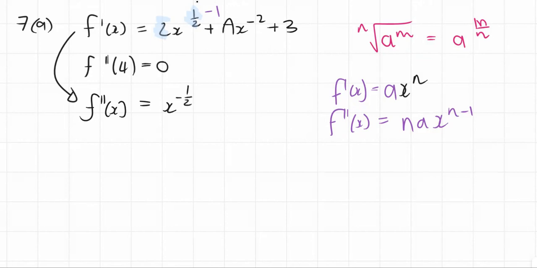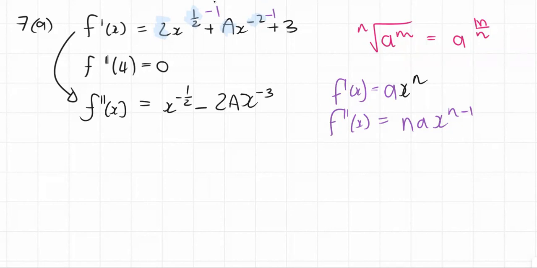Do the second term. We go minus 2 times a is minus 2a. Let's use these capital A's. Minus 2 minus another 1 is minus 3. So x to the power of minus 3.